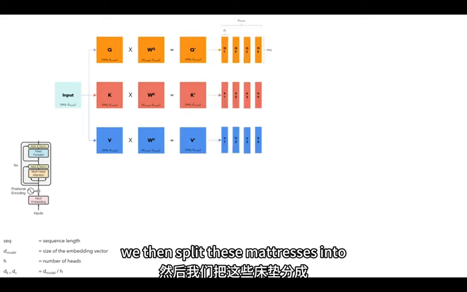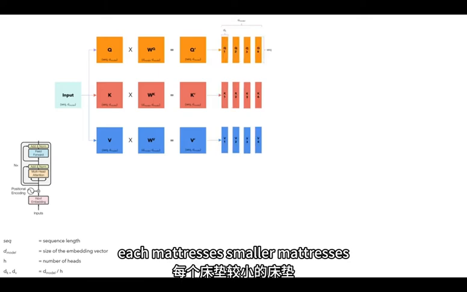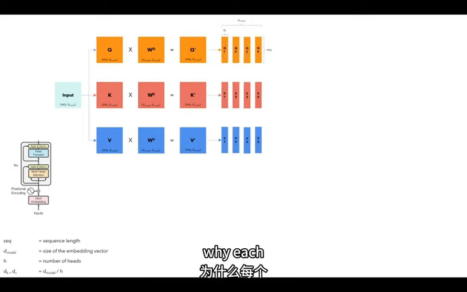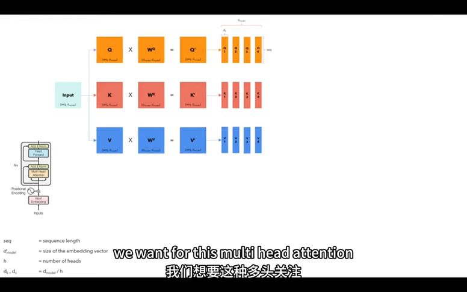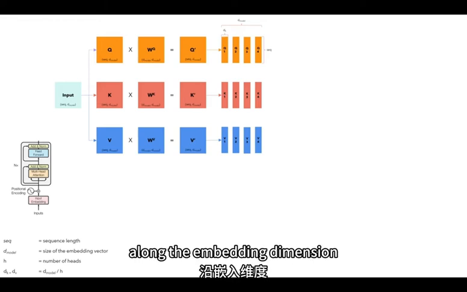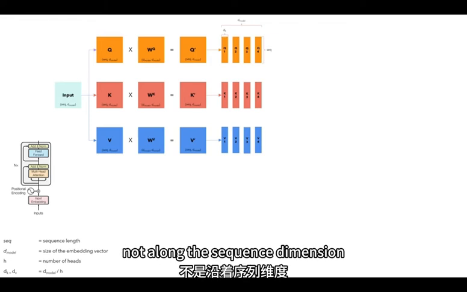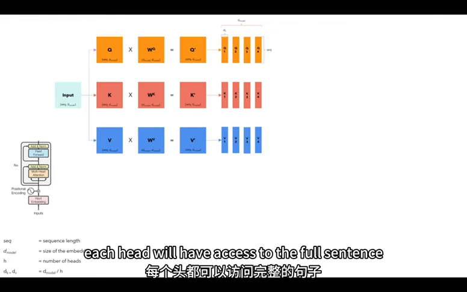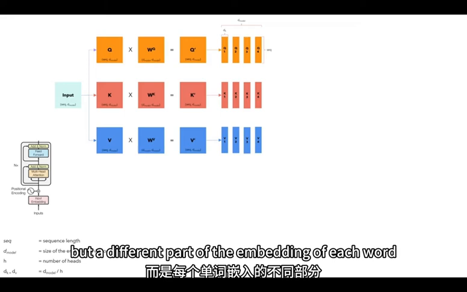We then split these matrices into h smaller matrices. Why h? Because it's the number of heads we want for this multi-head attention. We split these matrices along the embedding dimension, not along the sequence dimension, which means that each head will have access to the full sentence, but a different part of the embedding of each word.